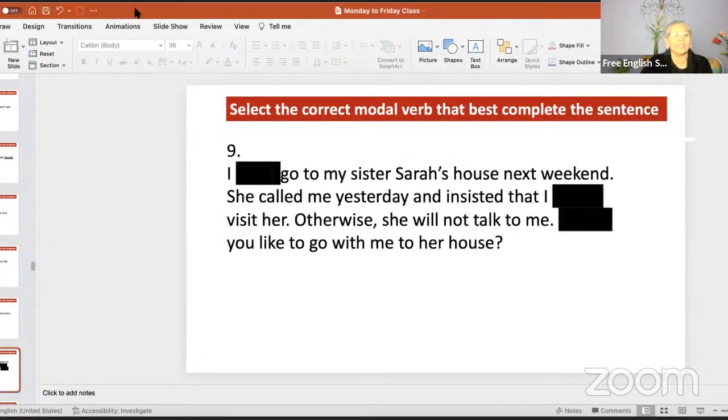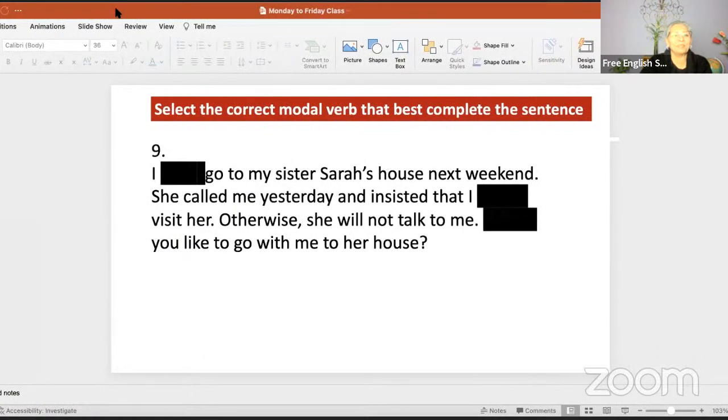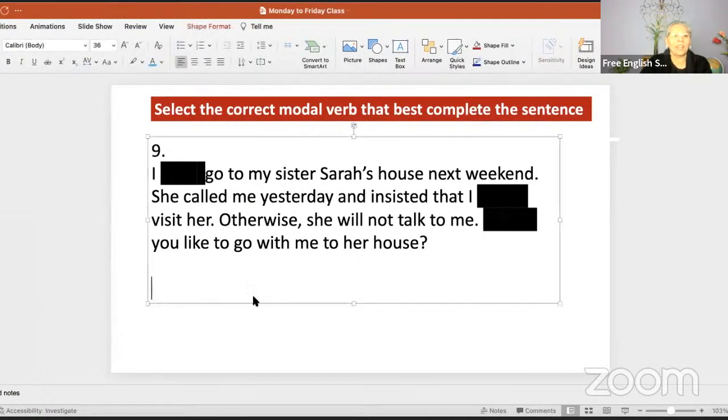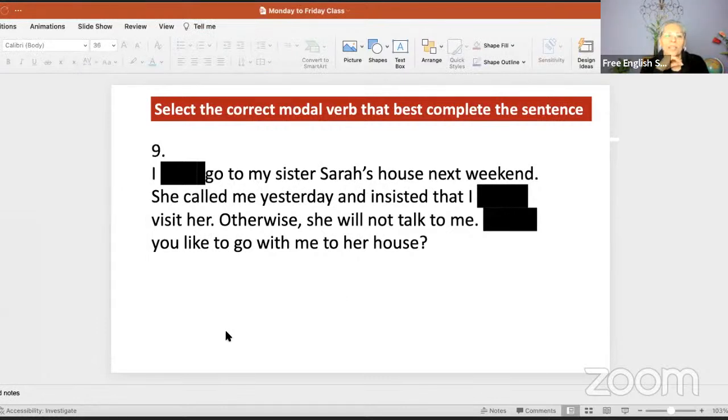The next one. Let's see. This one is a bigger one. I blank go to my sister Sarah's house next weekend. She called me yesterday and insisted that I blank visit her. Otherwise, she will not talk to me. Blank, you like to go with me to her house? Okay, come on.